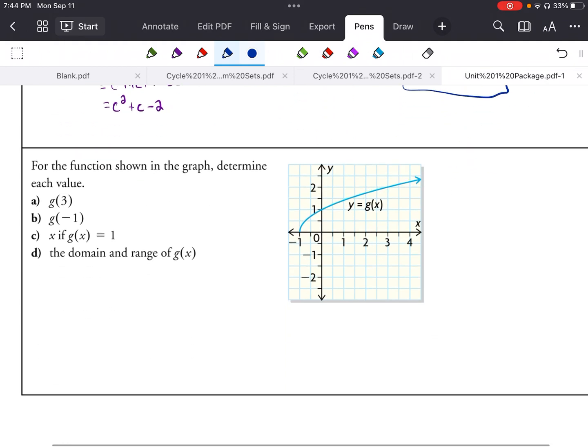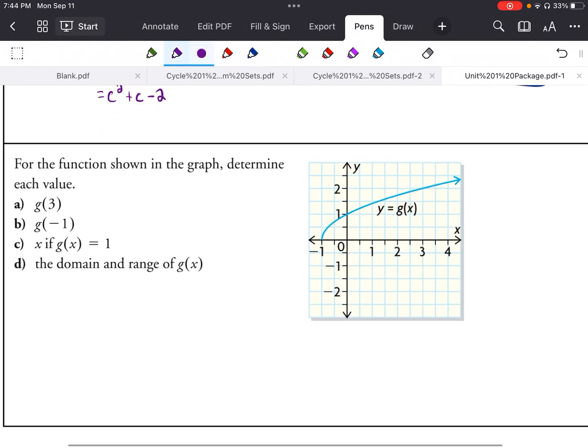Okay, and then on a graph, it's actually really easy. For the function shown in the graph, determine each value. So this blue line represents the g function. It wants to know what the solution is when x is 3. For that, you just go to 3, go up, and you see that the solution is 2. What about when x is negative 1? There's when x is negative 1, and the solution there is 0.